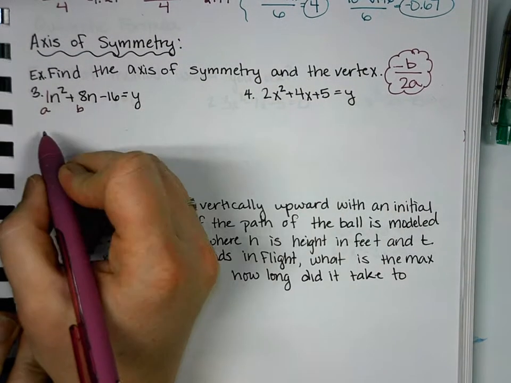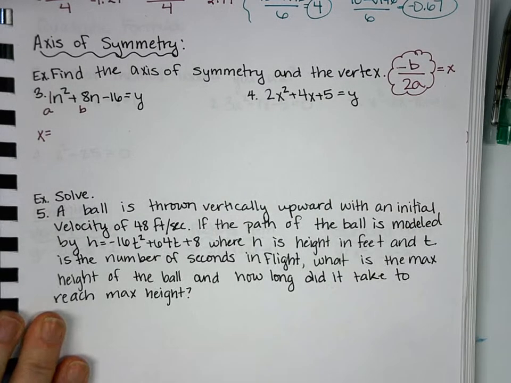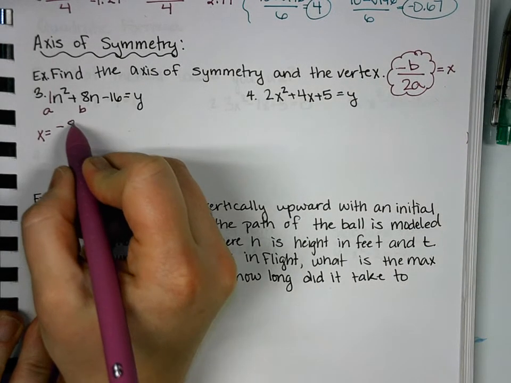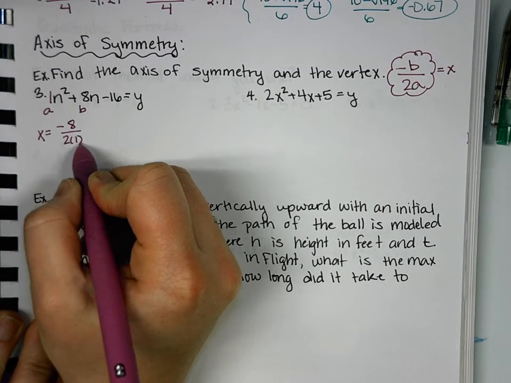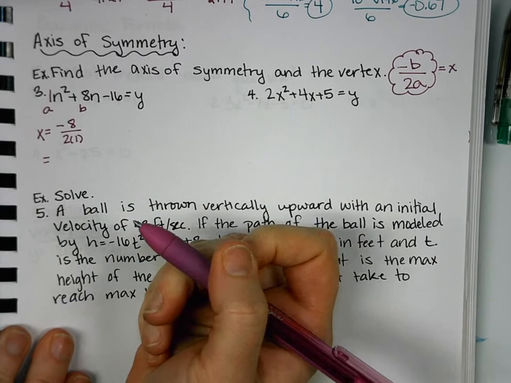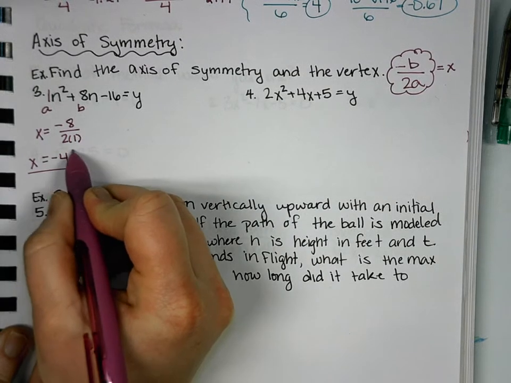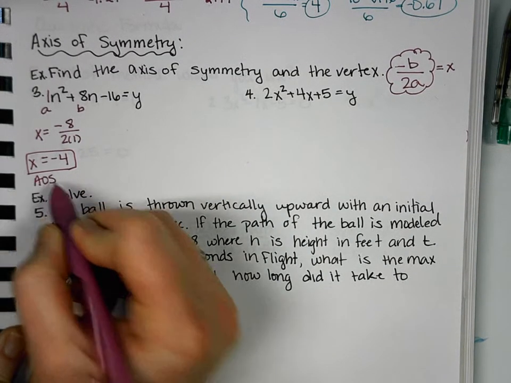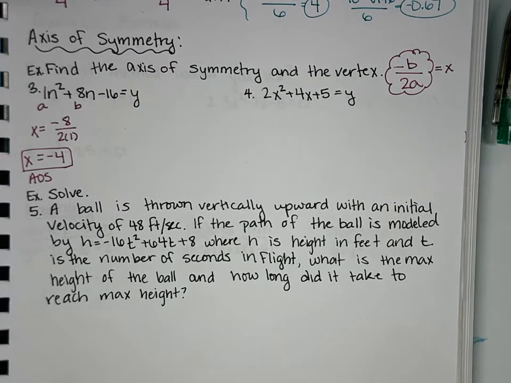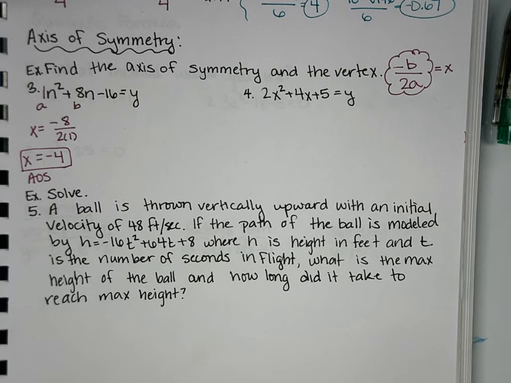So for our axis of symmetry, we have x equals, I did forget to put the x equals here, negative b over 2a. So what's negative 8 divided by 2 times 1? Negative 4. There's your axis of symmetry. Now when it comes to the vertex, how can we use the axis of symmetry to find the vertex? Plug it in for x and find y, just like we did with factored form.